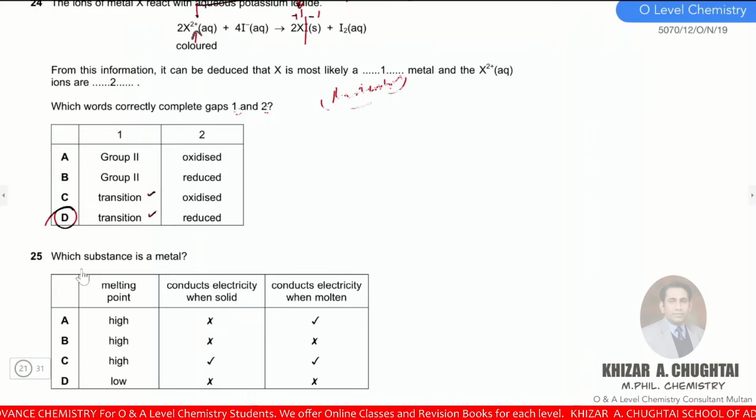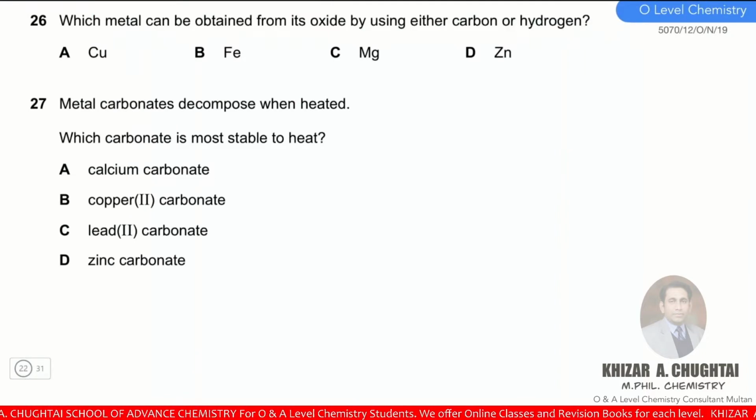Come towards question 25. Which substance is a metal? It must have a high melting point, yes, and conduct electricity when solid, yes, and when molten, again, yes. So C is the correct option. Which metal can be obtained from its oxide by using either carbon or hydrogen? So it must be less reactive than carbon or hydrogen.